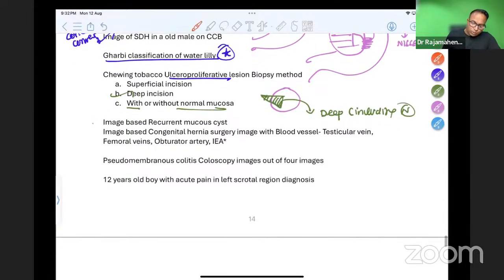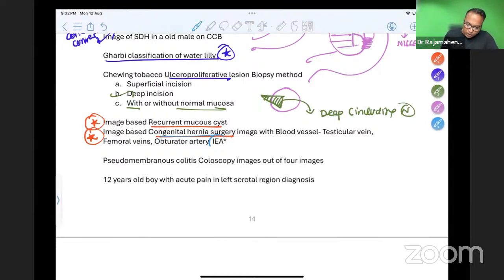So I heard some images, I would have to recollect them from the internet. Recurrent mucus cyst can happen in the lips. Okay, recurrent mucus retention cyst. And congenital inguinal hernia surgery was going on. They have pointed out one image of congenital hernia surgery.